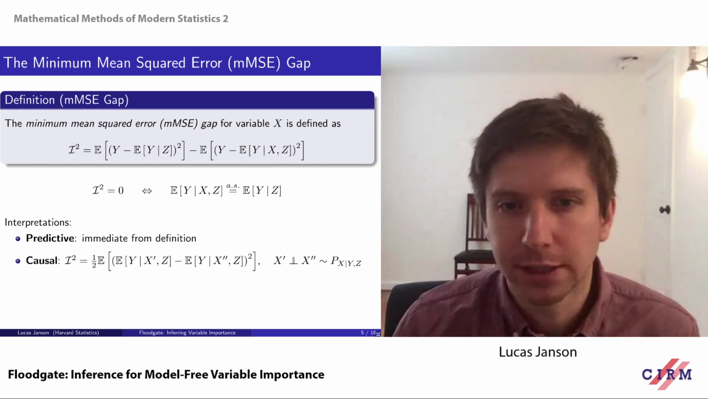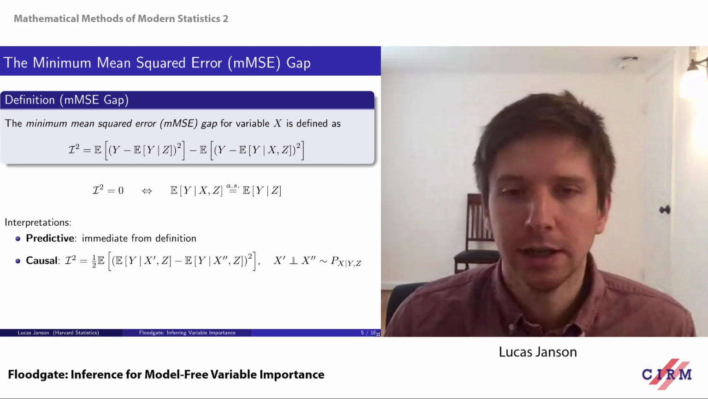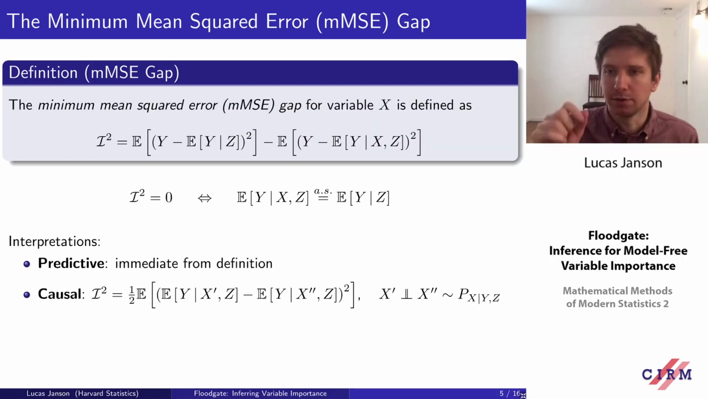You can see this if I took out the square inside the expectation and replaced x prime and x double prime with fixed values, then this would look a lot like an average treatment effect. But this is an average heterogeneous treatment effect, because by squaring it, nothing's going to cancel out. And that's why this is going to be a much more sensitive measure of variable importance than an average treatment effect, where positive effects in one region of z and negative effects in another region of z can cancel out.